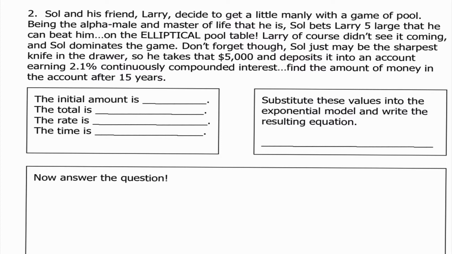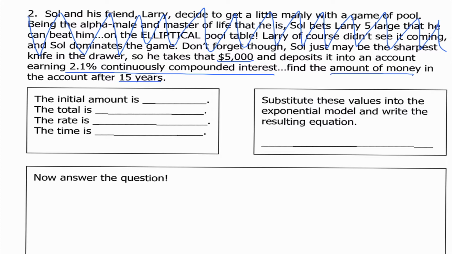So guess what? Nothing up to this point matters. That's all just extraneous info. Things that matter: $5,000, 2.1% continuously compounded interest, and finding the amount after 15 years.